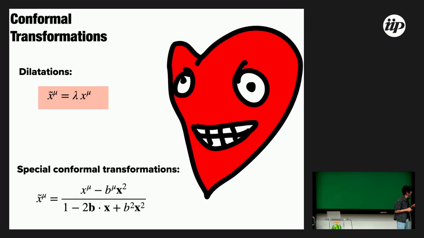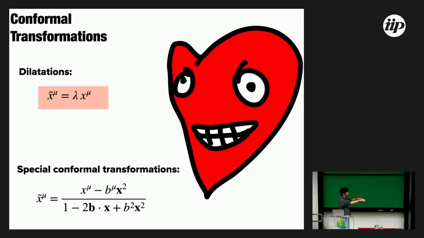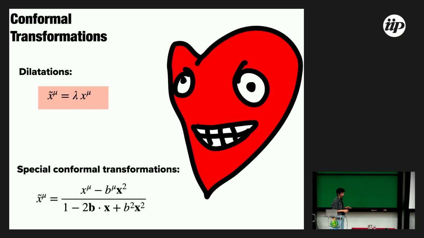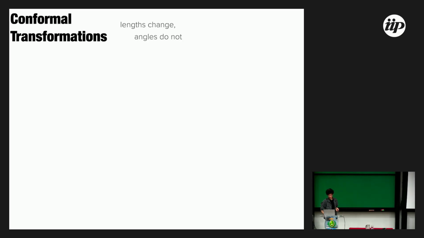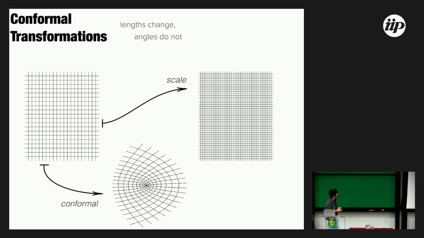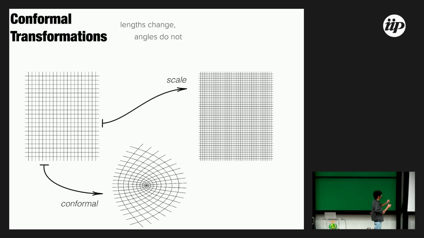This is what happens in dimensions, if space-time has dimensions 3, 4, 5, any number except 2. In 2 dimensions, something different, something special happens. So the important thing is you have scale transformations, simple scale transformations. You just dilate space, or you can do a more complicated thing, which is the special conformal transformations.